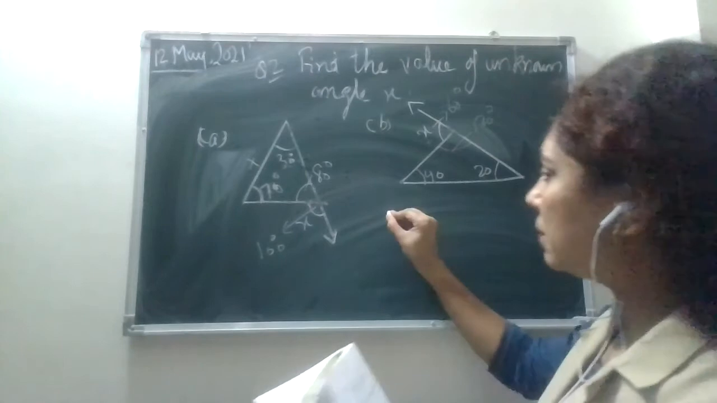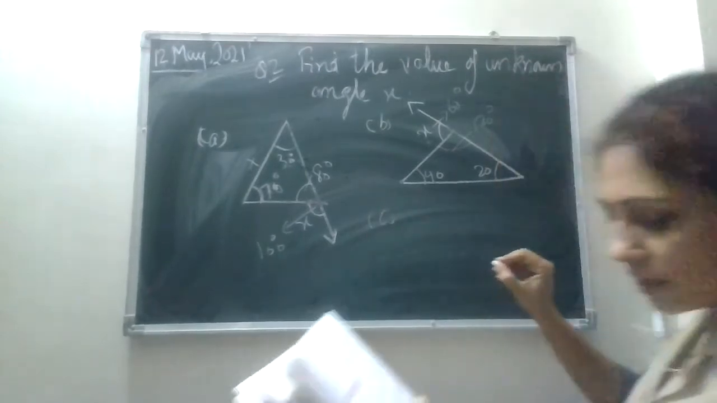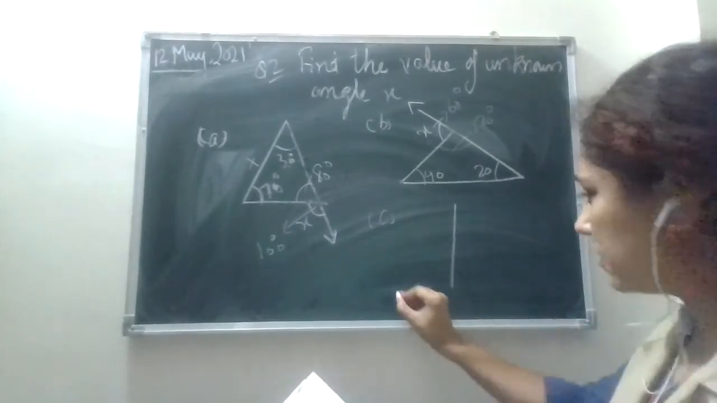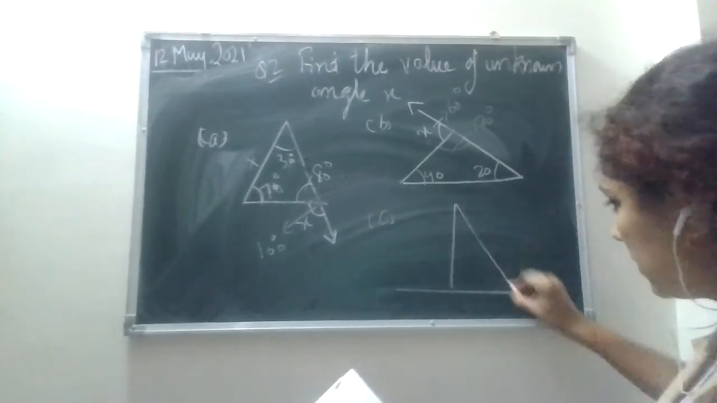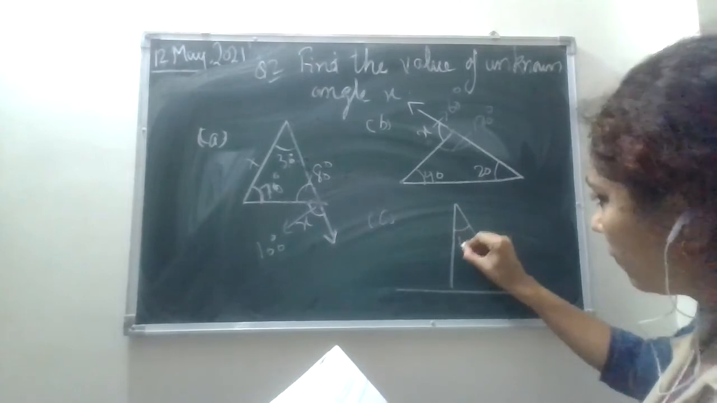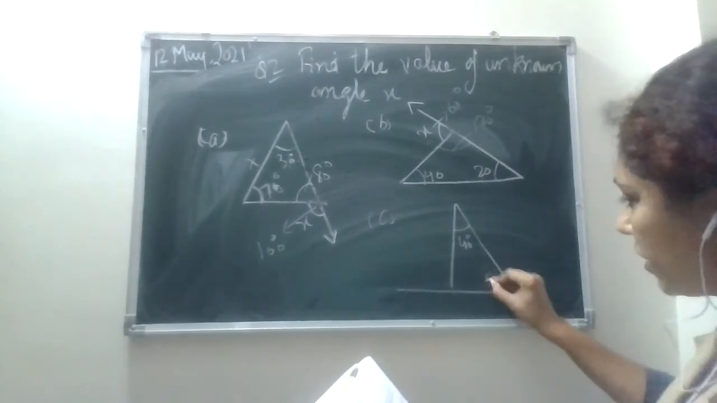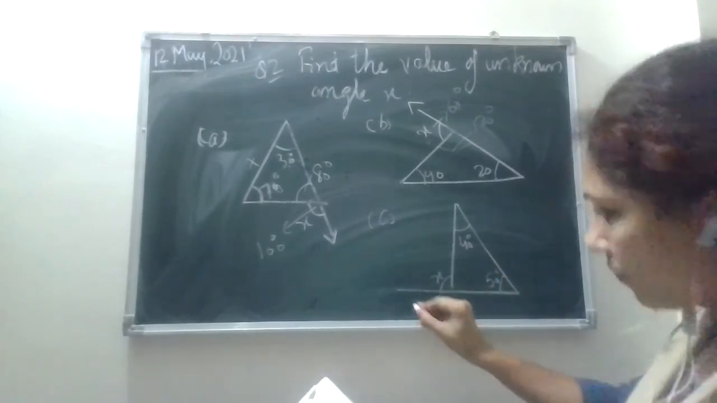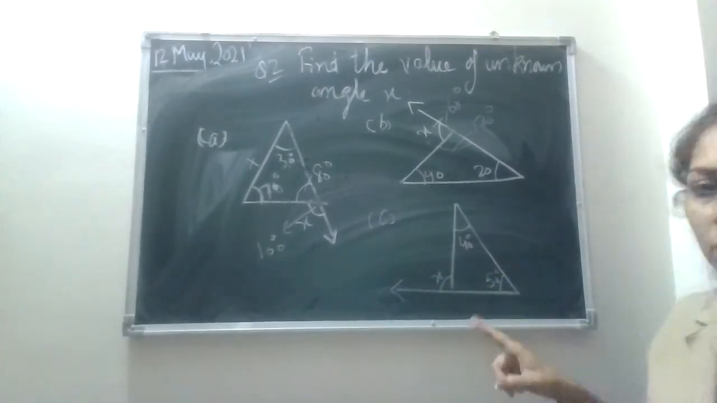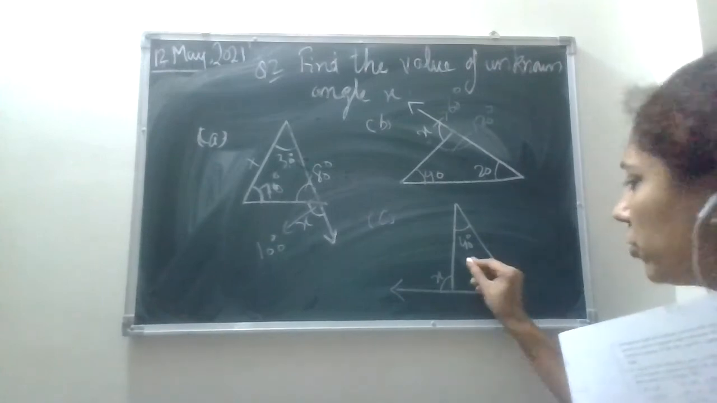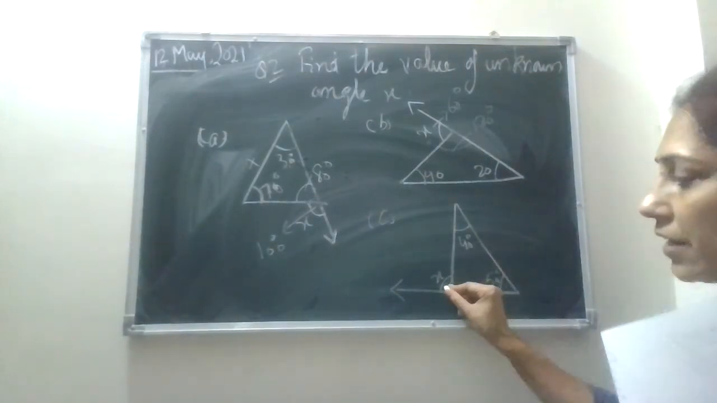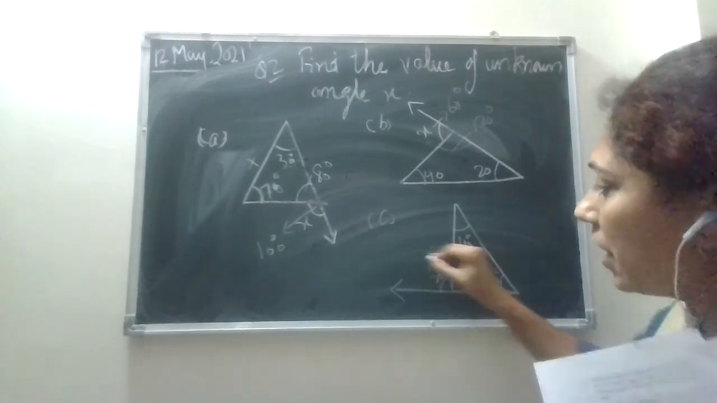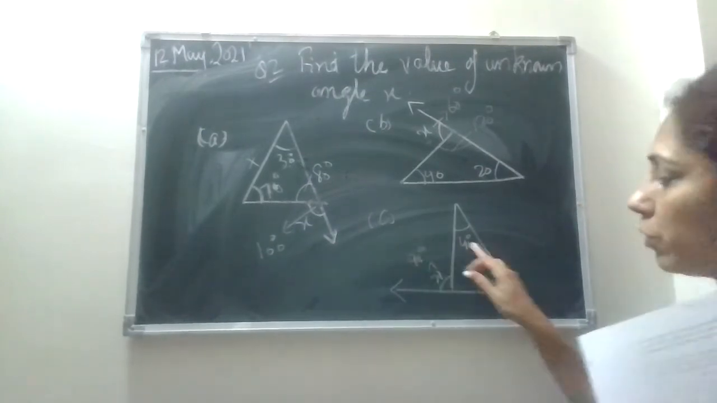Now coming on to the C part. The C part is, again, like this. This is your 40. This is your 50 degrees. This is your x. So what is the value of x over here? Straight away you can write 40 plus 50. Exterior angle is equal to the sum of two opposite interior angles. 40 plus 50 is 90. And otherwise also 40 plus 50 is 90.